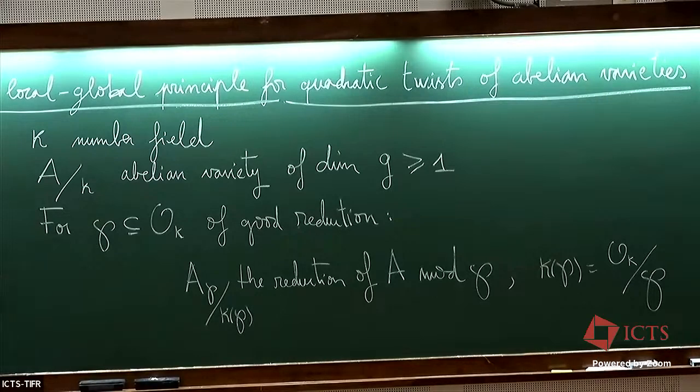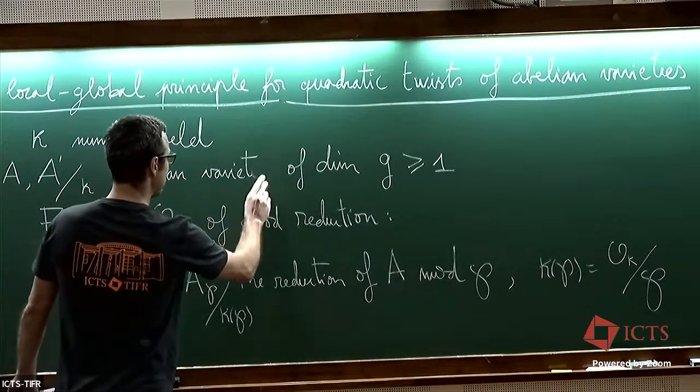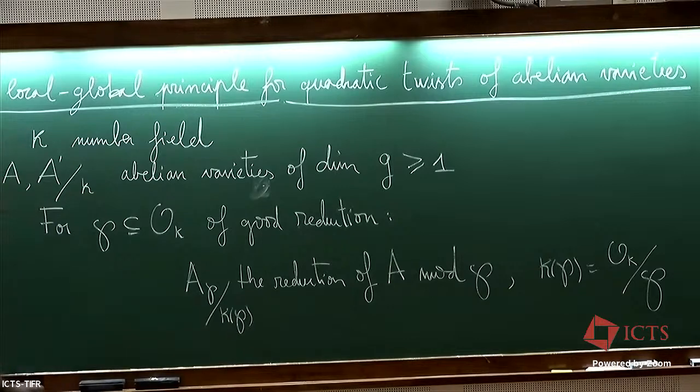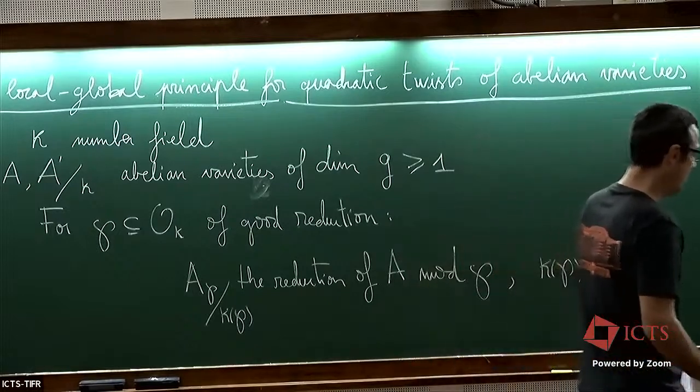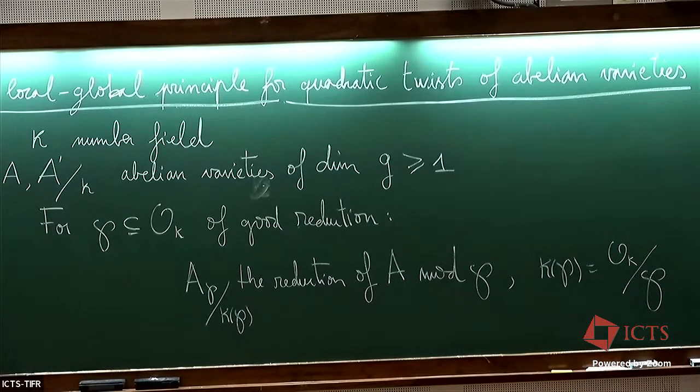I will always be considering, in fact, two abelian varieties, A and A prime. And more precisely, I'll be interested in the homomorphisms between these two abelian varieties and whether certain shapes of these homomorphisms can be recovered from the shape of the homomorphisms between the reductions. So maybe in this context, the most paradigmatic example is Faltings' isogeny theorem. And before recalling it, let me fix some non-standard notation and terminology that I'll be using throughout the talk.